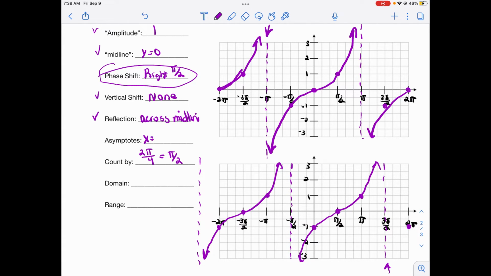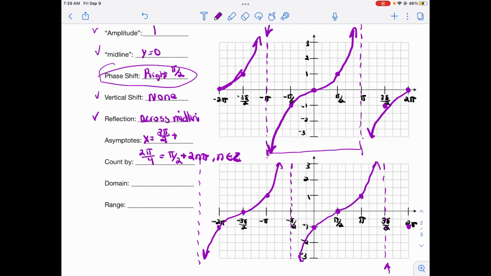So it's going to be x equals 3 pi over 2 plus, well, how long does it take us to go from one asymptote to another? So I see this negative pi over 2 and 3 pi over 2 labeled, and it's easier to see up here, from negative pi to pi, so that's obviously a 2 pi. So plus 2 pi n, where n is an integer.